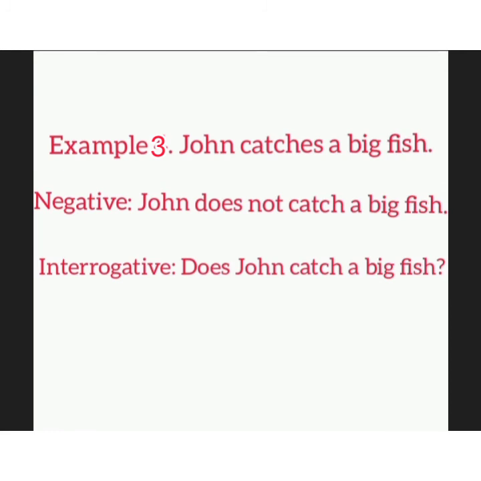Now the interrogative form will be, we have to start with do or does. Since John is singular noun, we have to start with does. John catch a big fish. Does John catch a big fish? Question mark. When any letter is added to the first form of verb, we can directly choose does or does not in the negative and question form.